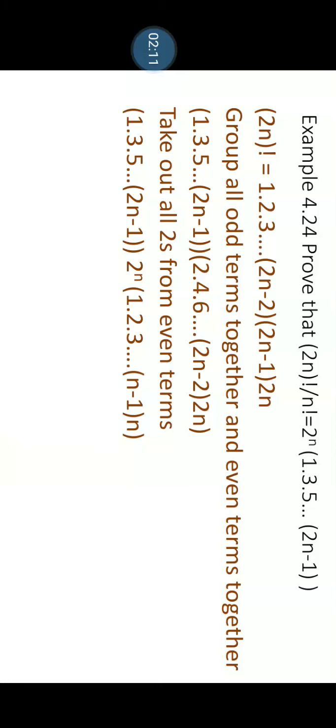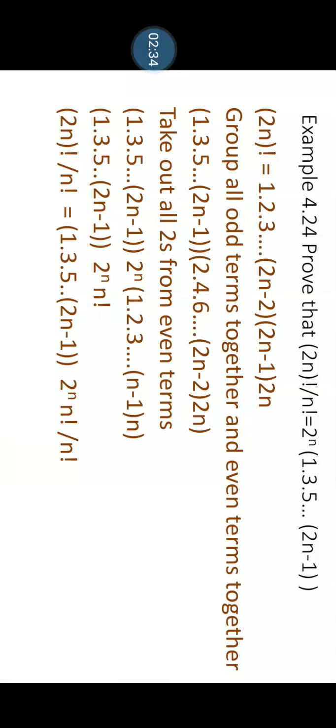What is this term, 1 into 2 into 3 up to n? It is n!. So you can write it as 1 into 3 into 5 up to 2n minus 1, into 2^n, into n!. This whole expansion is only for (2n)!. Our question was (2n)! divided by n!. So now when you divide it, you cancel both the n! in the numerator and the denominator. So your final answer is 1 into 3 into 5 up to 2n minus 1 into 2^n.